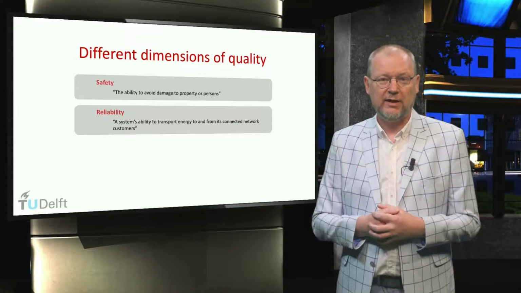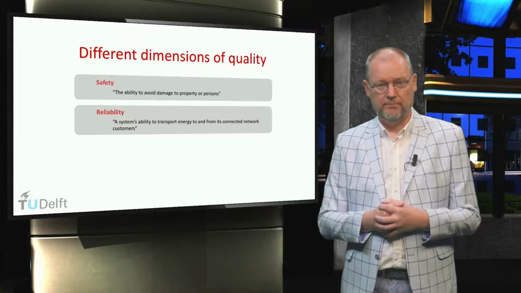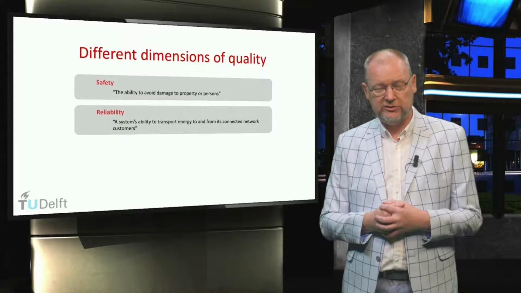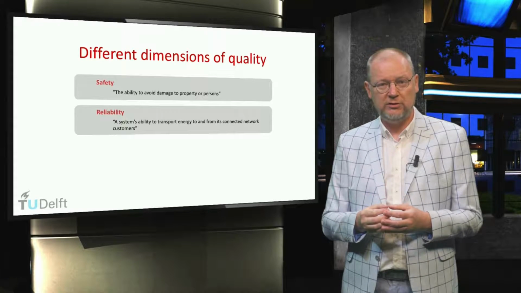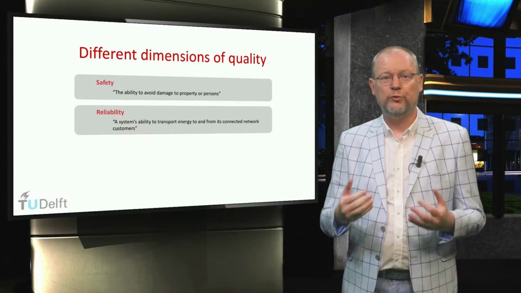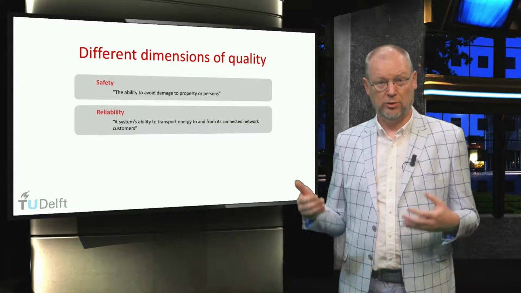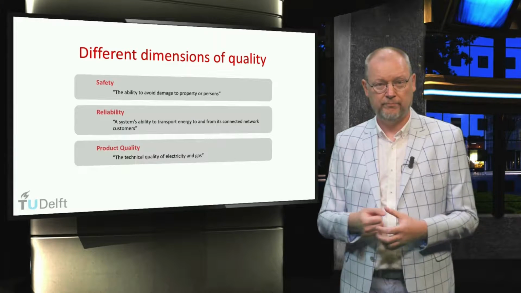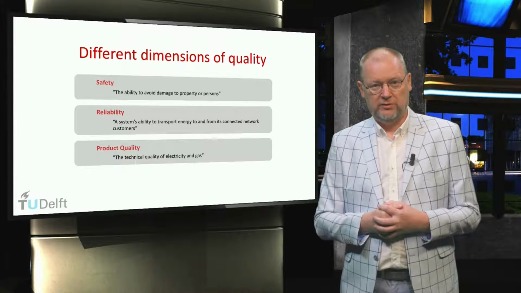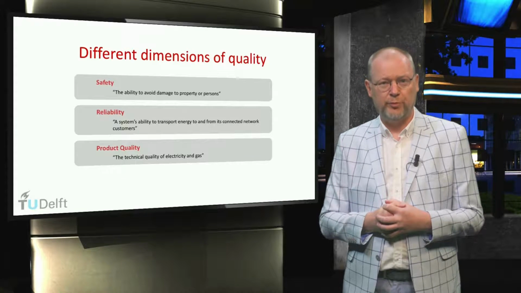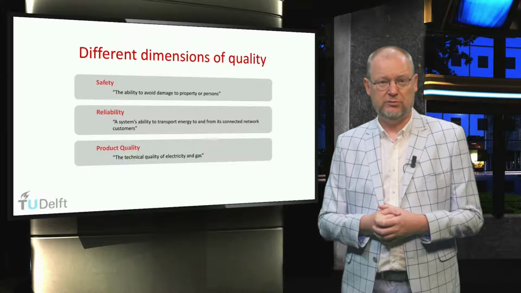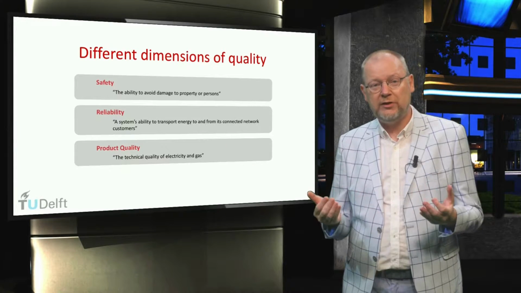A second characteristic is reliability. Reliability is the ability of a system to transport energy to connected network customers. This deals with the continuous supply of the commodity. Thirdly, there is the product quality that deals with the type of product that is being supplied. What is the gas composition? What is the voltage of electricity delivered?